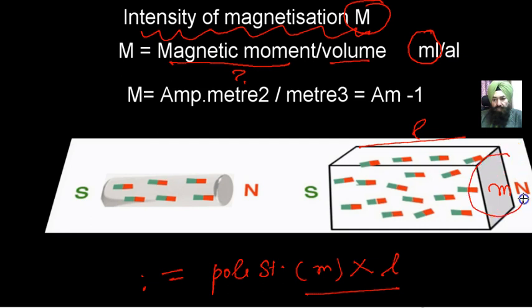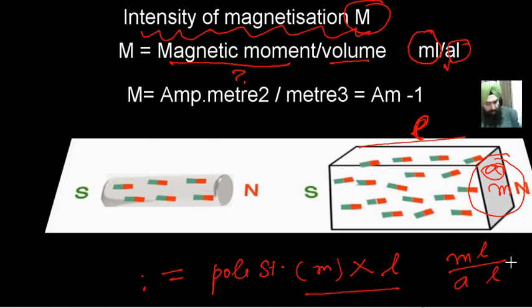The area of cross section, this area of cross section, it is small a. Small a is the area of cross section of this face multiplied by L, that becomes the volume. So magnetic moment is pole strength into distance, volume is A into L. L cancels out. So what is left, magnetic moment per volume becomes M upon A, pole strength per unit area of cross section. Okay, so that is, you know what it is, intensity of magnetization.